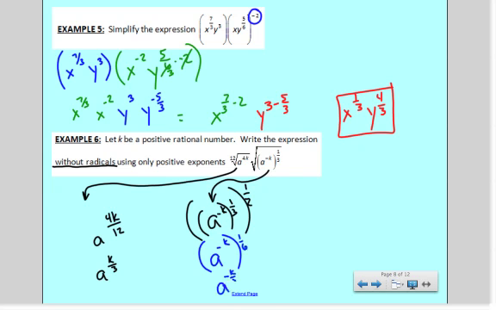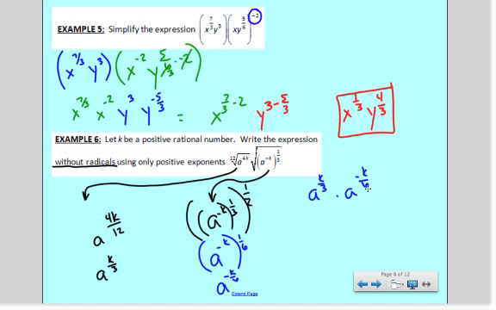Now, it says to use only positive exponents, but that doesn't mean in the working of the problem you have to use only positive exponents. It just means by the time we get to the end. So our next step is to take the two things we've found, which is a to the k over 3 times a to the negative k over 6.